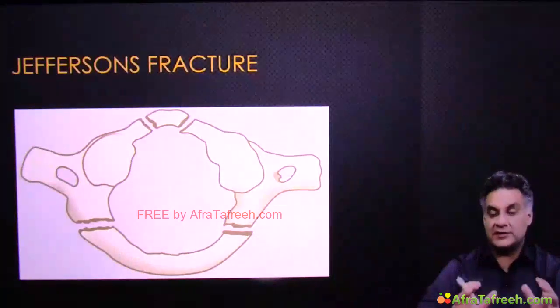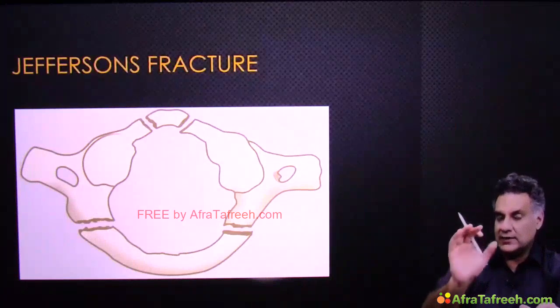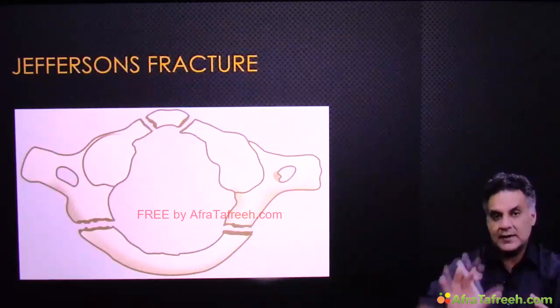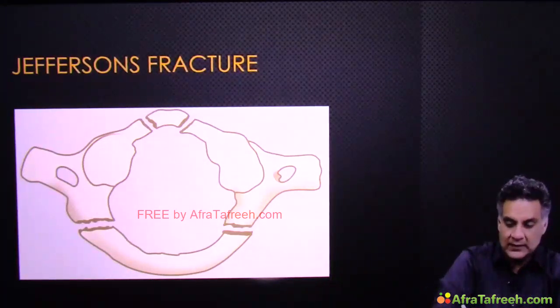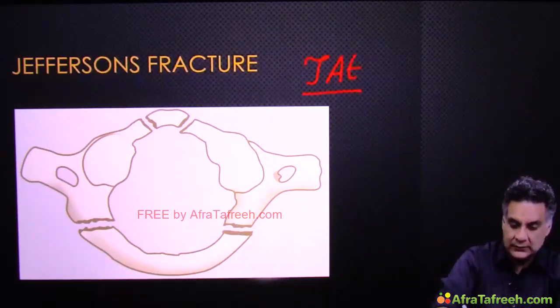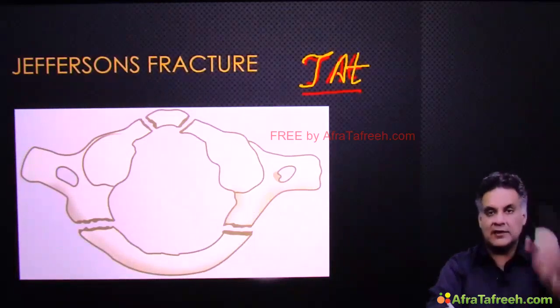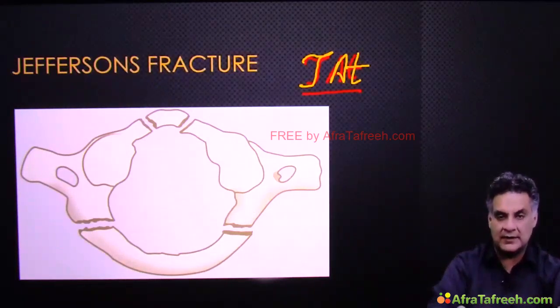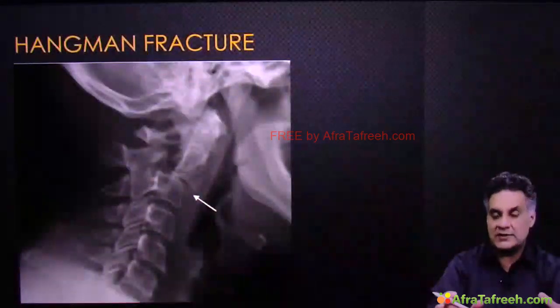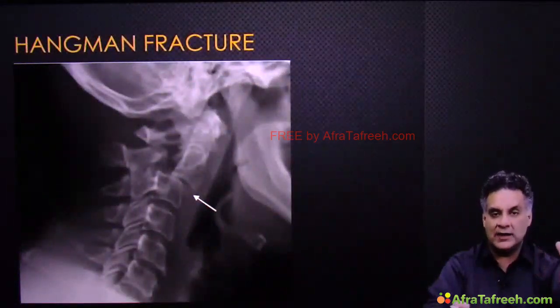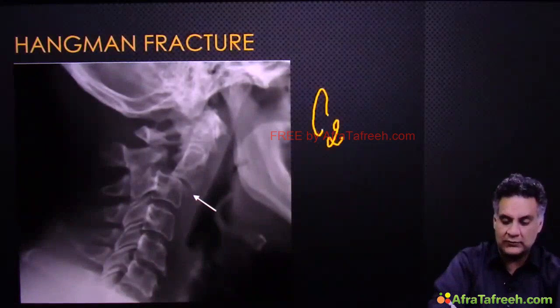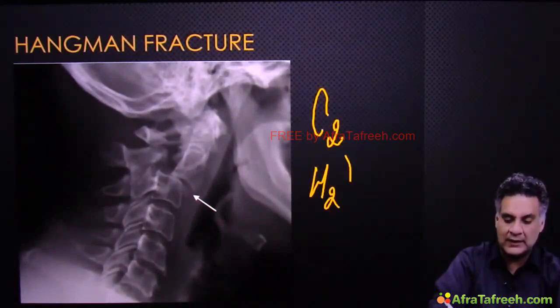So talking about the fractures now, very commonly nowadays they'll show you an image and ask you to identify. Jefferson fracture is a fracture of the atlas. Mnemonic is chart. So Jefferson, atlas. Fracture of C1, vertical injury, burst fracture of the ring. Whereas hangman fracture is C2 over C3 spondylolisthesis. If you have to choose one, C2, remembered by the mnemonic H2.